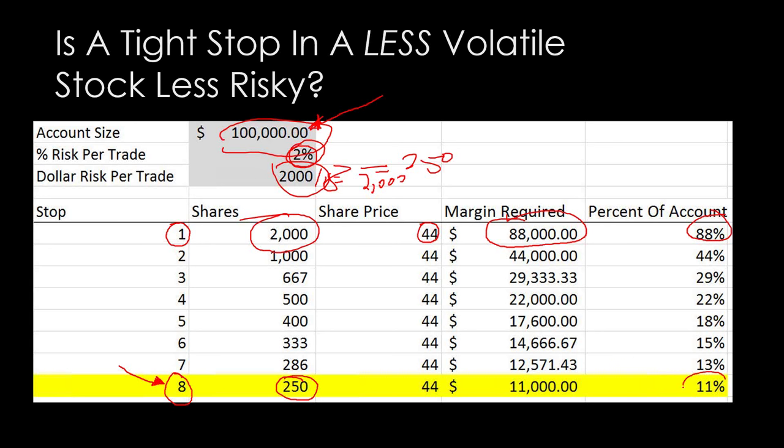So now we have 11% of the account in this one stock. Now, it's a volatile stock. Something bad could happen. Better the devil you know.